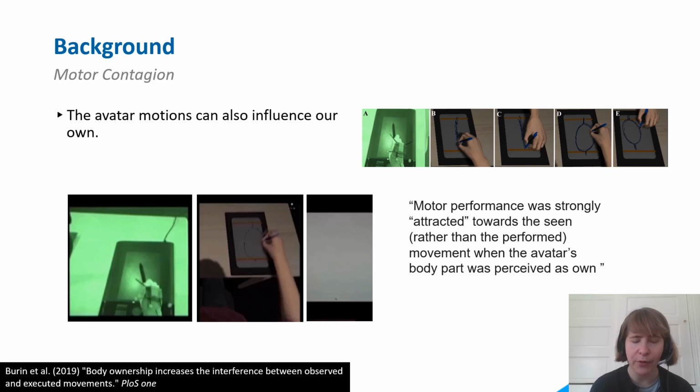Another example of motor compensation would be this idea of motor contagion, where the avatar motions influence your own. So you're performing an action, painting with a pen on straight lines, but as you're painting, you see the avatar is drawing a circle. And if you can see on the right of the video, there is the actual drawing of the person. It's looking more and more like a circle rather than a straight line. So here we can see that the motor performance was strongly attracted towards what was seen rather than performed. So the avatar was very strong, like a magnet. And this was not found to happen in previous work by Burin when you were not embodied in first-person perspective.